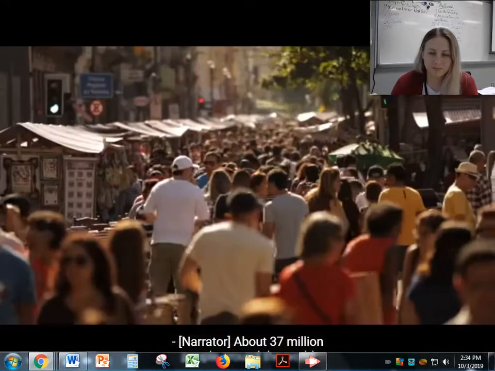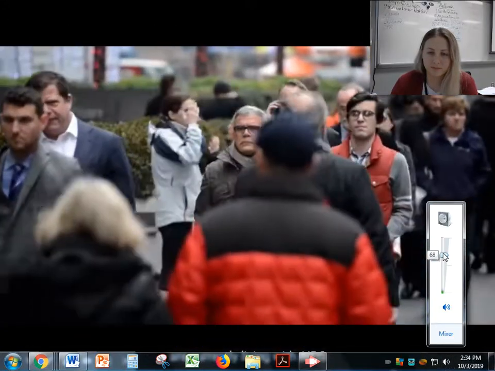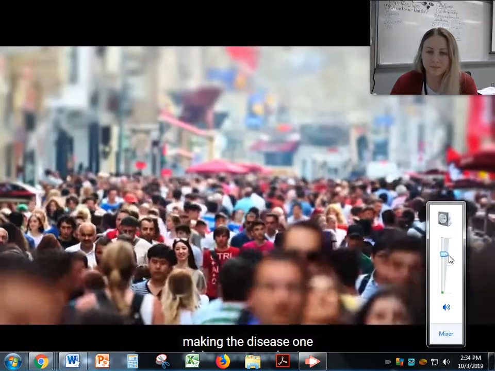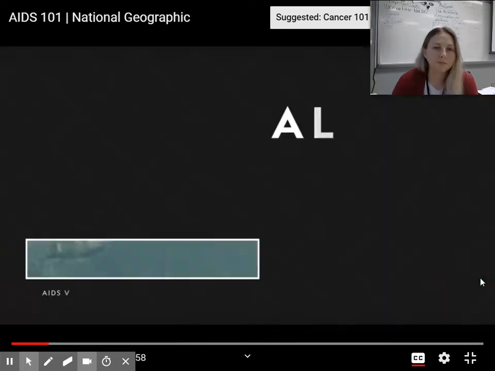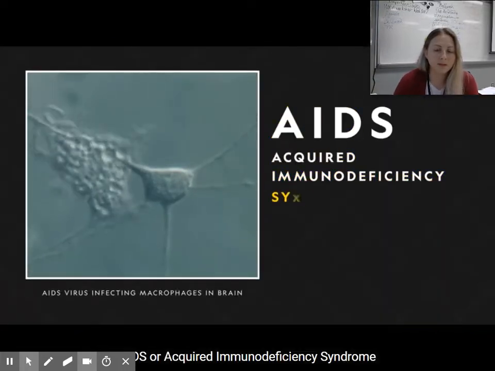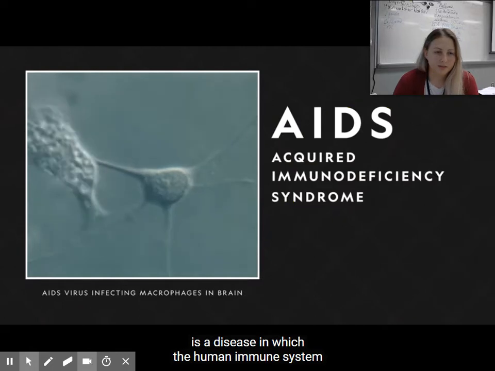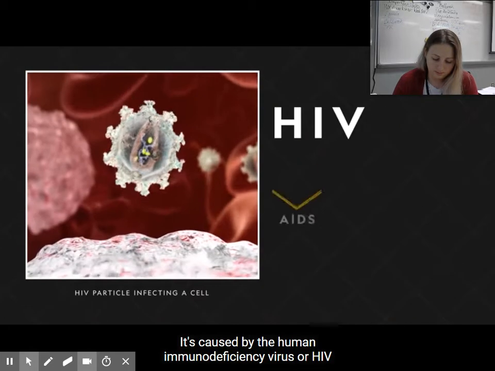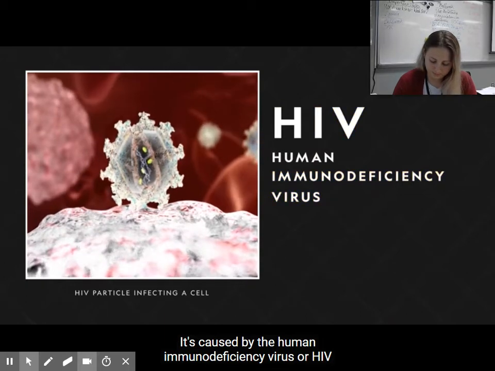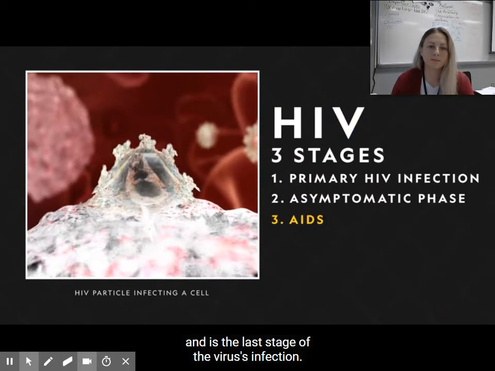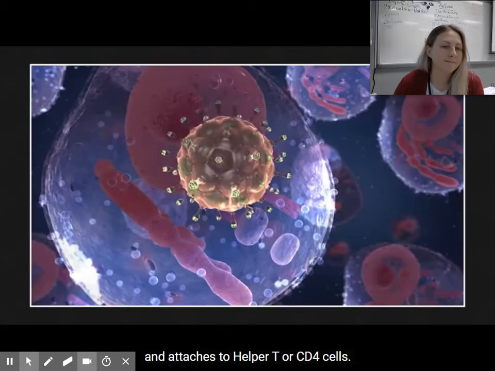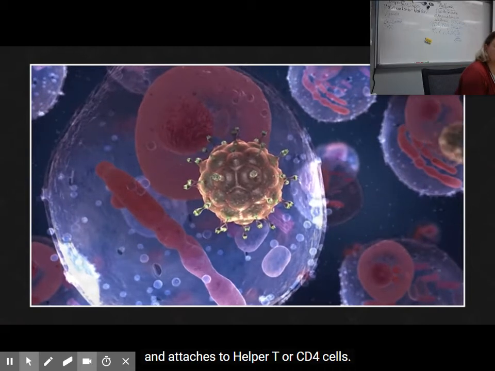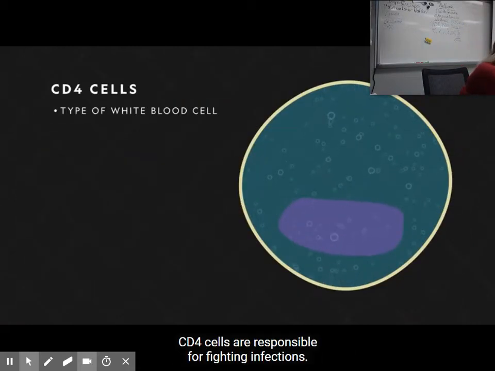About 37 million people around the world are currently living with AIDS, making the disease one of the worst pandemics in modern history. AIDS, or acquired immunodeficiency syndrome, is a disease in which the human immune system is severely impaired. It's caused by the human immunodeficiency virus, or HIV, and is the last stage of the virus's infection. HIV attacks by entering the bloodstream and attaches to helper T or CD4 cells, a type of white blood cell. CD4 cells are responsible for fighting infections.